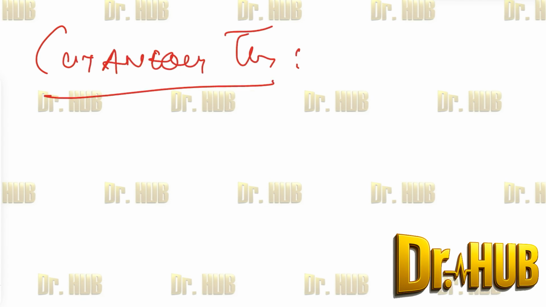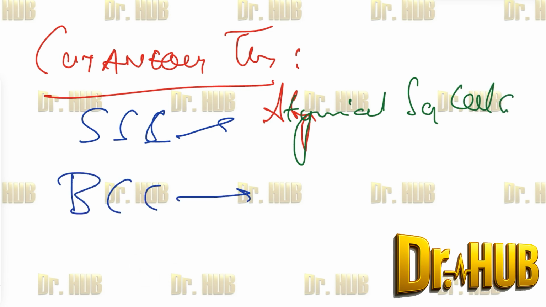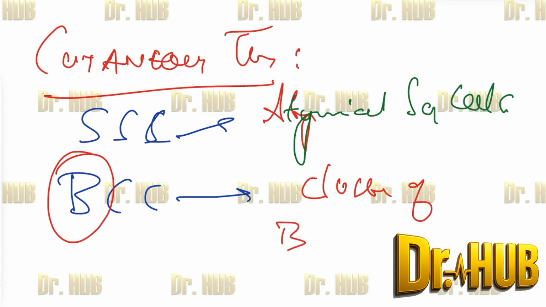Then we move on to the cutaneous tumors. There are two. There is squamous cell carcinoma, SCC, which has atypical squamous cells. Next, looking at BCC, which stands for basal cell carcinoma, it contains clusters of basaloid cells. B for basal cell carcinoma and B for basaloid cells.